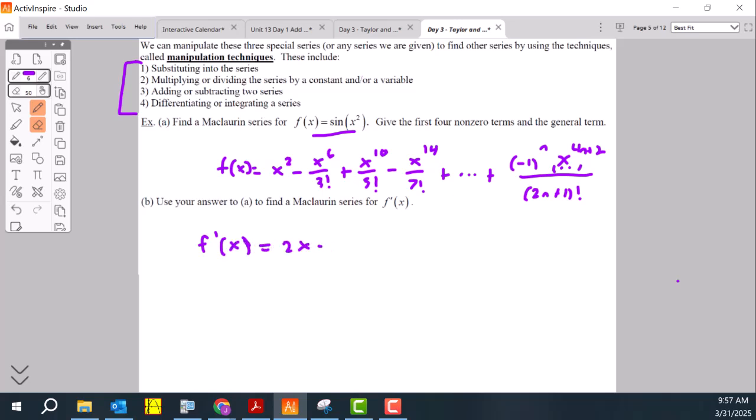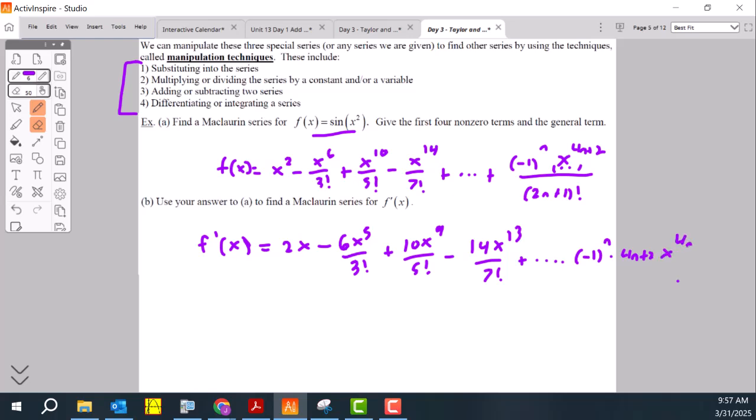So 2x minus 6x to the 5th over 3 factorial plus 10x to the 9th over 5 factorial minus 14x to the 13th over 7 factorial. And then the general term, if it asked for it, it didn't ask for it, but we could put it, and we just do the derivative like normal. We pull down the power, so negative 1 to the n times 4n plus 2 times x to the 4n plus 1 over 2n plus 1 factorial.